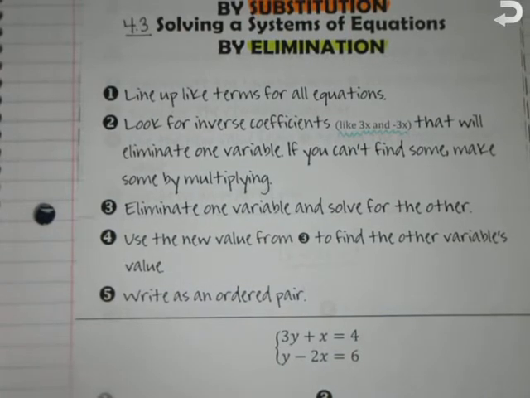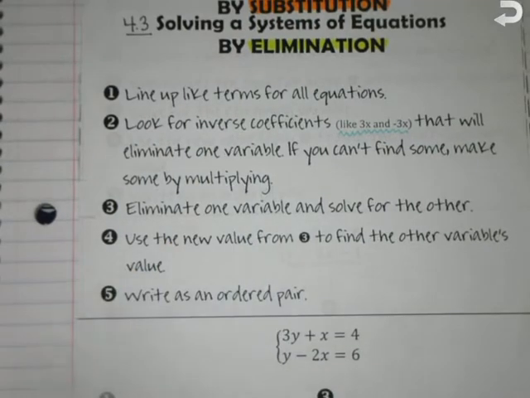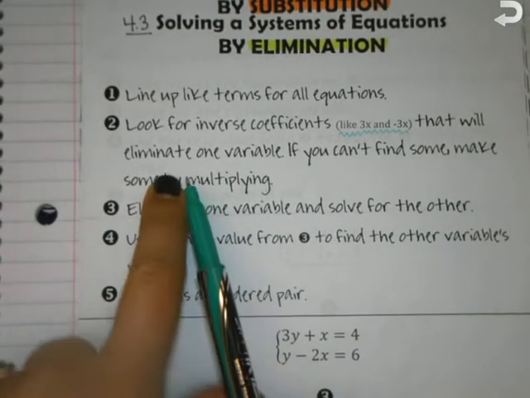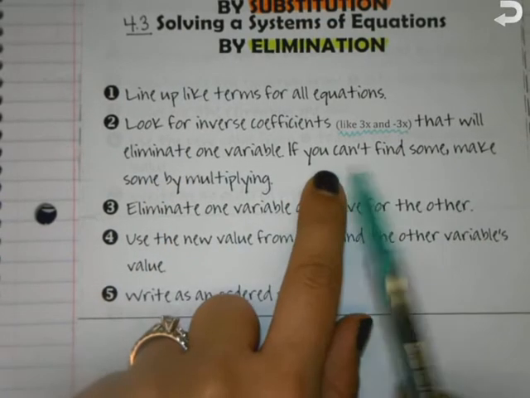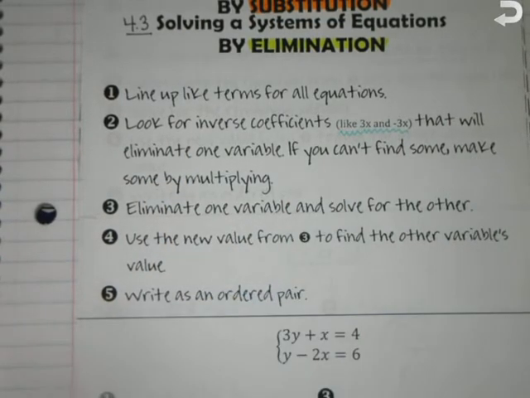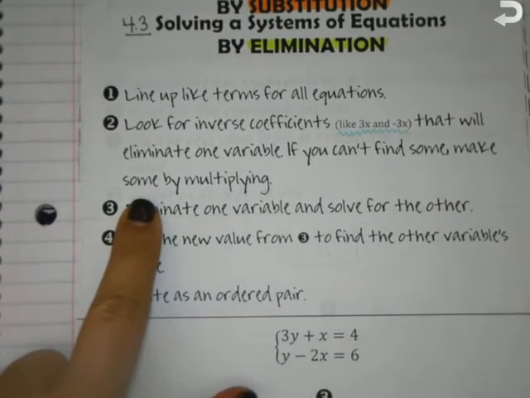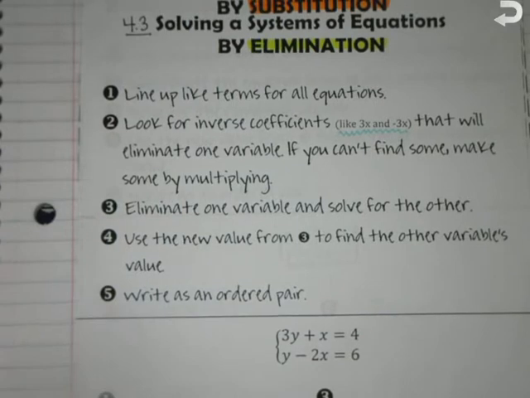So we're going to look for a variable that has the same coefficient, except they're inverses. So one is positive, one is negative. So another example would be 2y and negative 2y, or positive x and negative x. Does that make sense? So the coefficients are the same, just the signs are different. So that's what we're looking for. That will cause one of the variables to eliminate. If none of them eliminate right away, you'll use multiplication to make them, okay? And that's actually what we're going to do in the example we're doing.